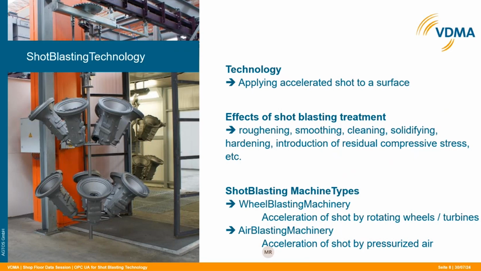And we have two machine types basically, and they only differ in how this shot is accelerated. In wheel blasting machinery, you have rotating wheels or turbines which throw the shot onto the surface of the workpieces, and for air blasting you do this acceleration of the shot by pressurized air. That's the basic difference, but you will find both machine types in the information model. That is just some physical background here.